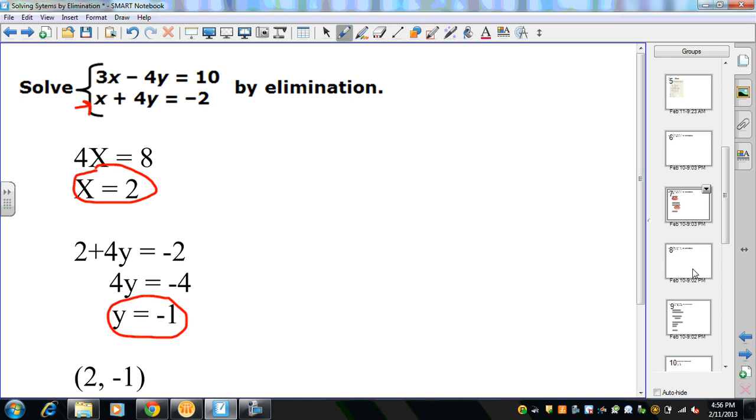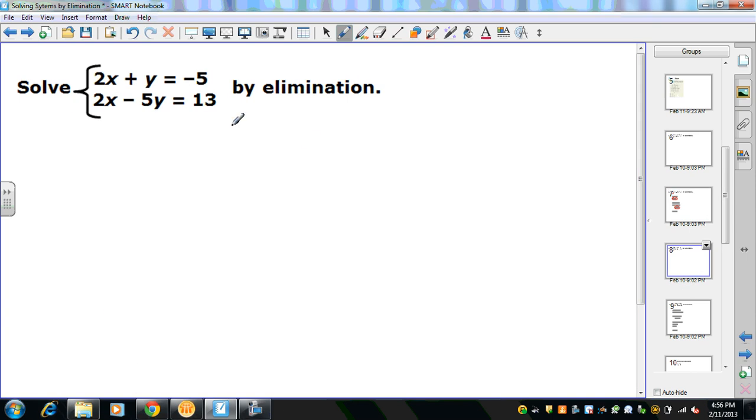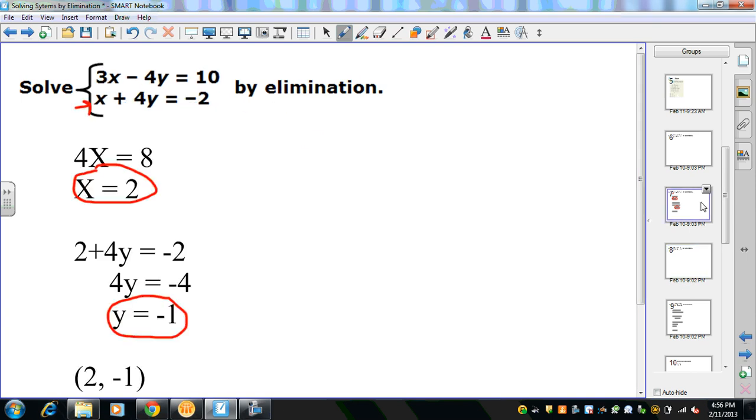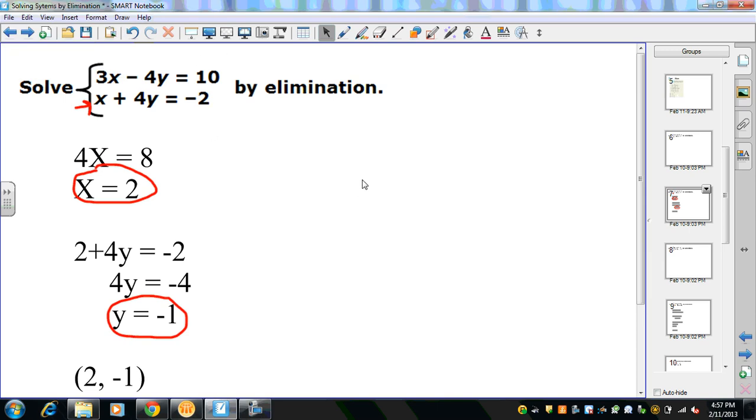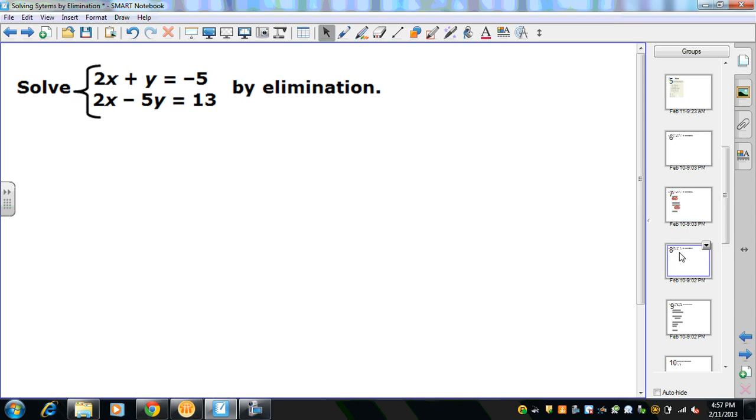All right, let me show you another example. Let's say we have this system. They're not always going to work out this nice and easy, where you automatically have the -4y and the +4y that just cancel out, and it doesn't even have to be 4's or y's. I mean, just the opposites that cancel or eliminate. So let me give you an example where they don't.